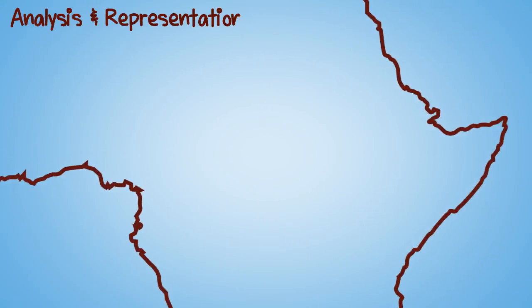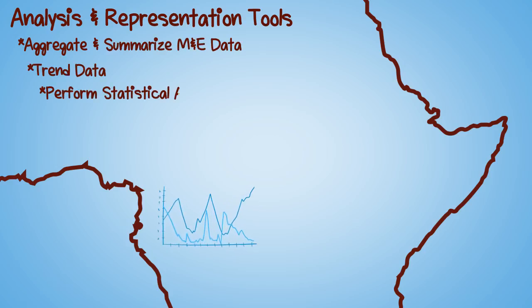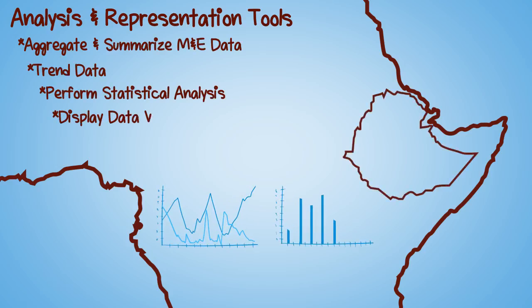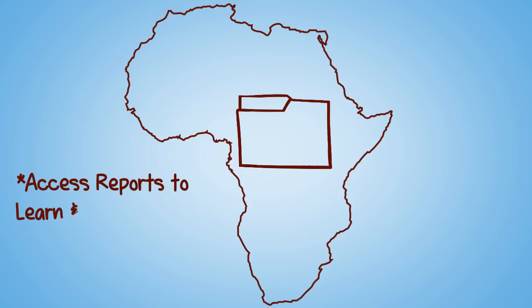A robust monitoring and evaluation system will include a set of analysis and representation tools that support the ability to aggregate and summarize M&E data, to trend it, to perform statistical analyses, and display it visually on maps, and to enhance the ability to use and understand it for decision making. Finally, a robust monitoring and evaluation system must support the ability of relief and development community stakeholders to access these analyses and reports and take advantage of them to learn and improve their work.